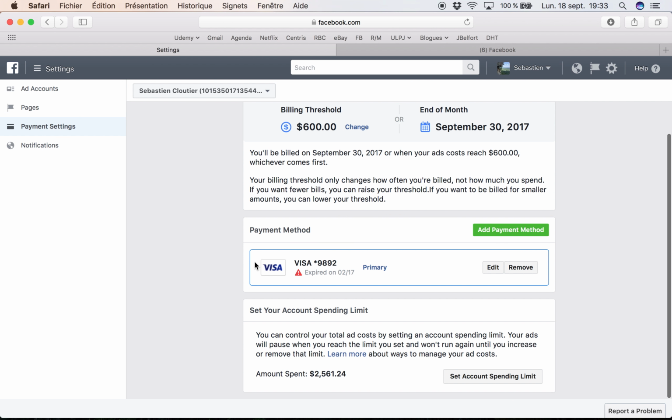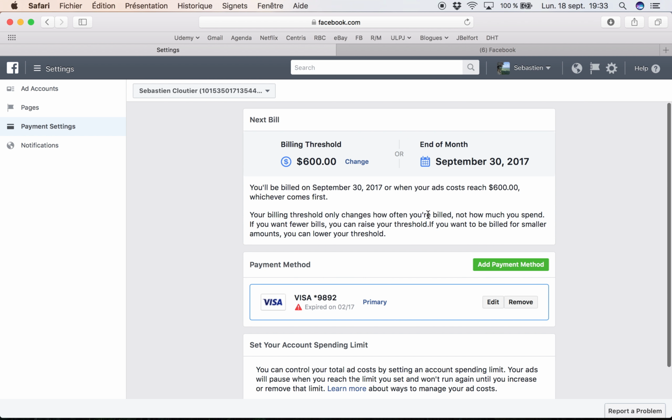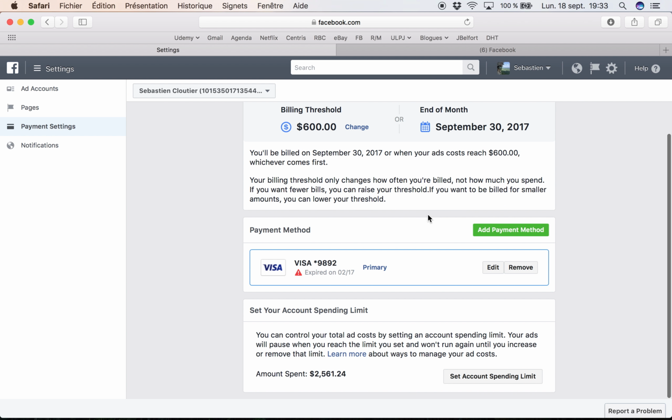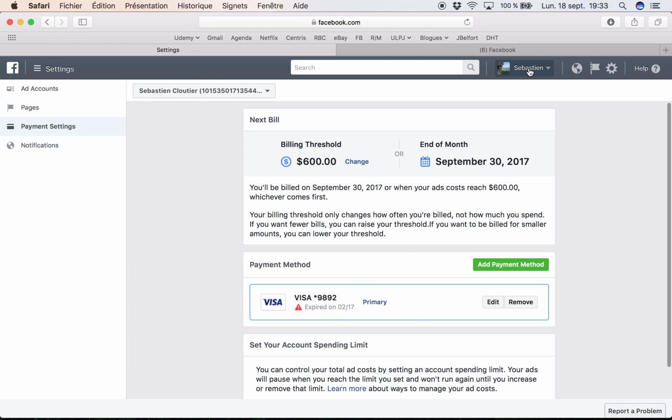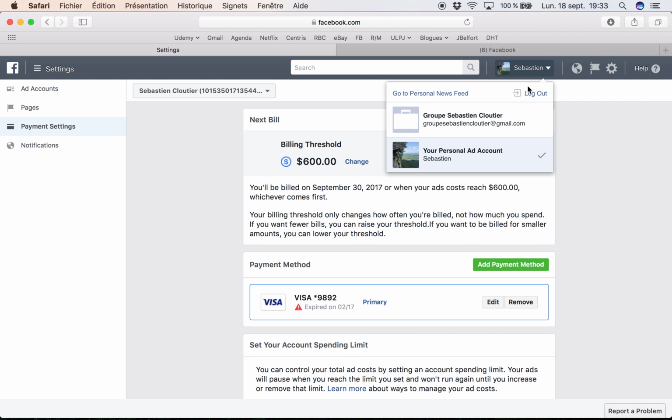Then make sure your card is up to date, unlike mine, which is pretty much expired, I guess. Anyway, I'll fix that. So, amount spent. Hopefully you have more amount spent right there, because you make so many sales that you can't stop placing ads. So let me know if you have any questions. This is pretty much the basics of placing an ad on Facebook.